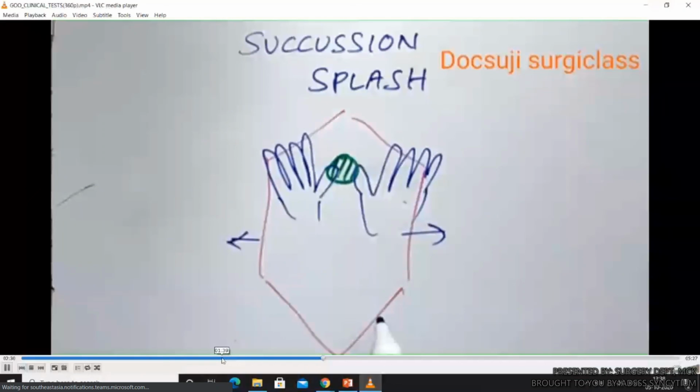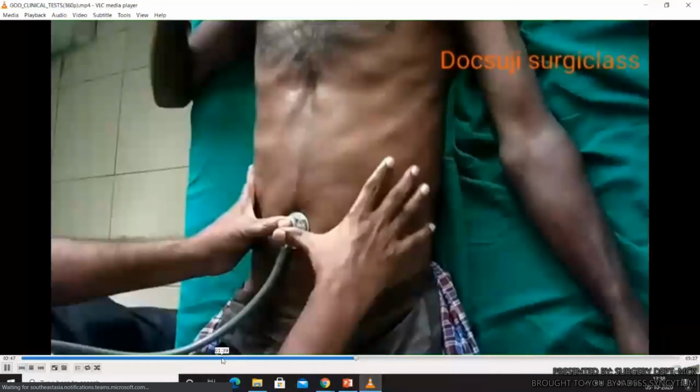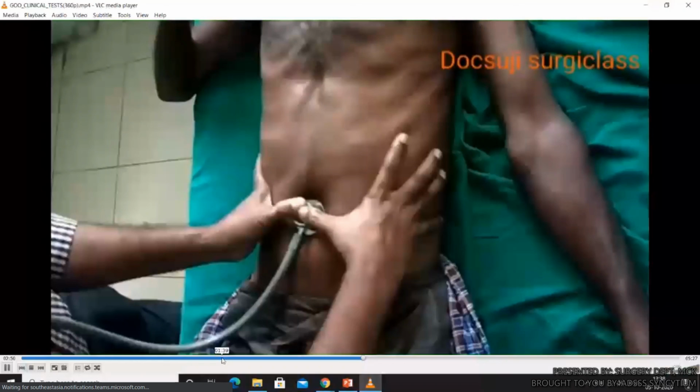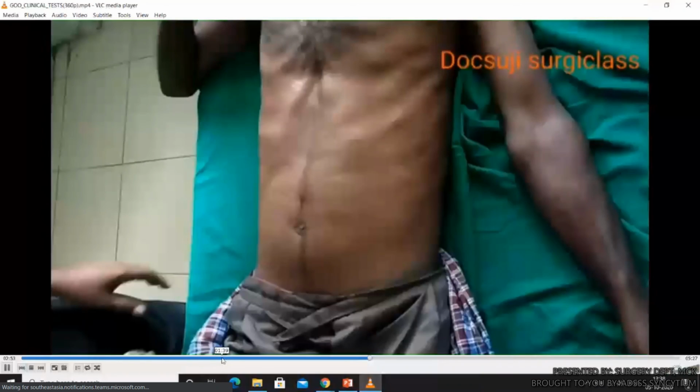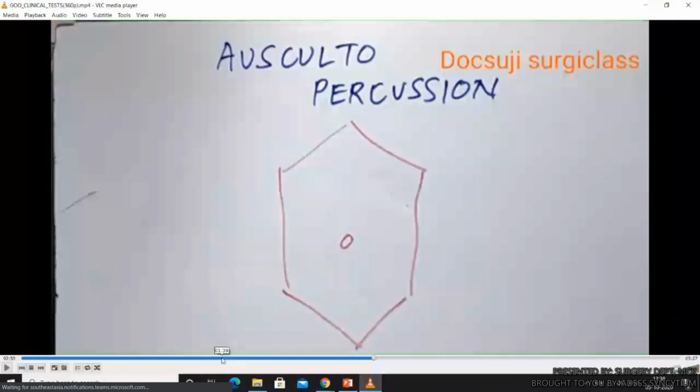You put the chest piece on the epigastrium, just below the manubrium, just below the xiphoid process. Fix it with two thumbs, and now move the patient side to side. And then move the patient side. You just put the chest piece of the stethoscope below the xiphoid process, fix it.